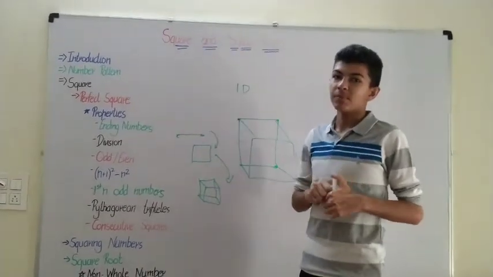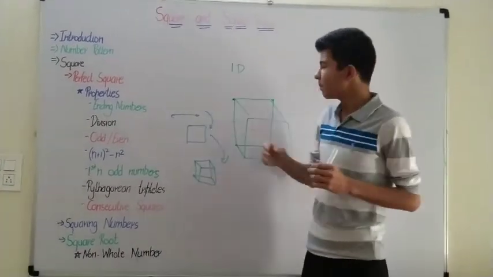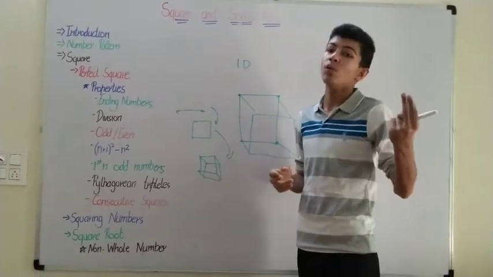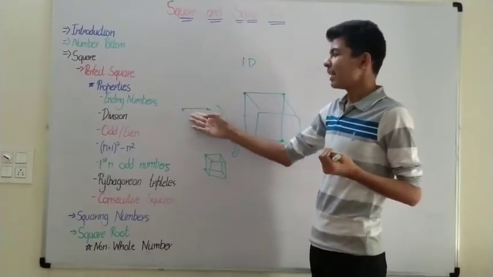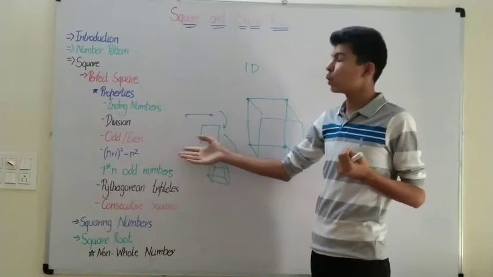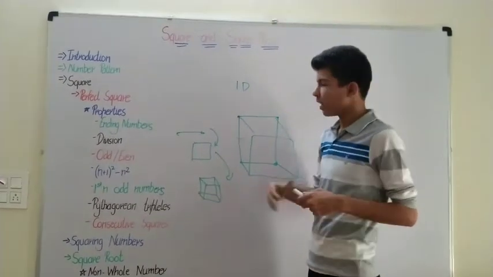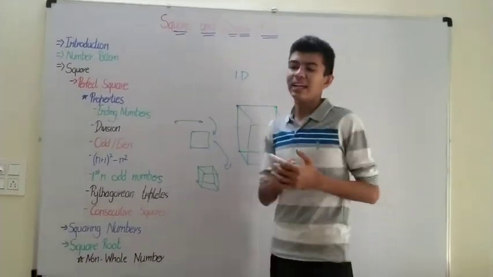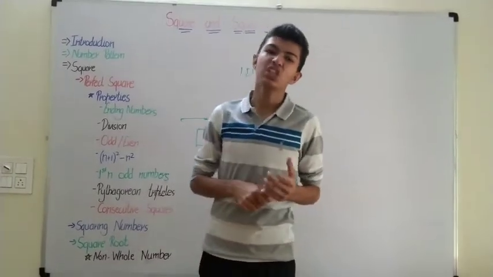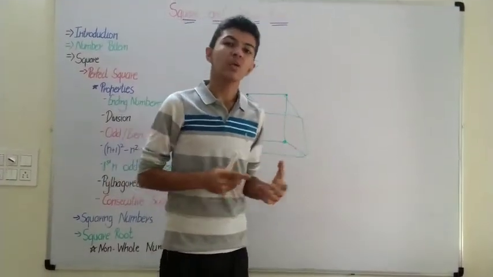A square number can be defined as the multiplication of a number 2 times. If I have this line and multiply it with its breadth, I get this square. So we can take the square as the multiplication of something 2 times.